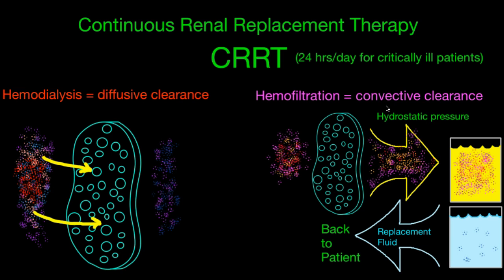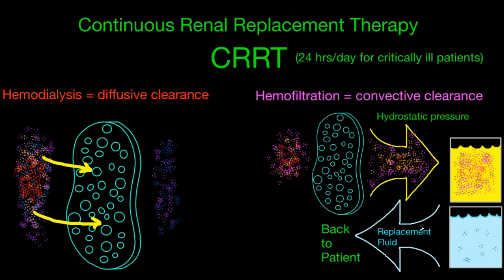Now this can be a little confusing, so I'm going to explain this. Essentially, convective clearance means we're going to physically remove fluid by hydrostatic pressure. Across this membrane, we're going to apply pressure. We're going to remove fluid that contains all the solutes. And so you can see on the other side here, we've collected plasma fluid that contains high levels of potassium, urea, and other uremic toxins.